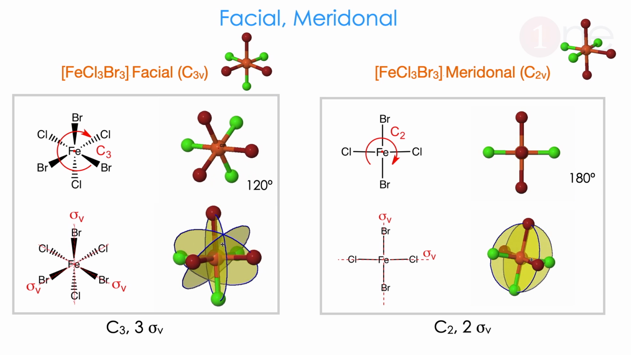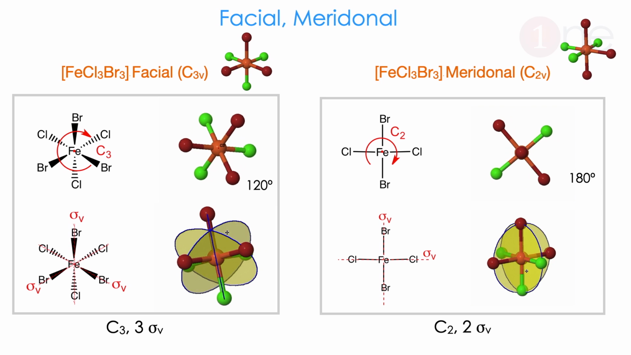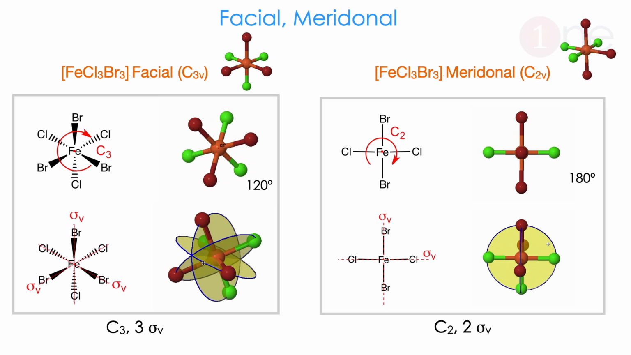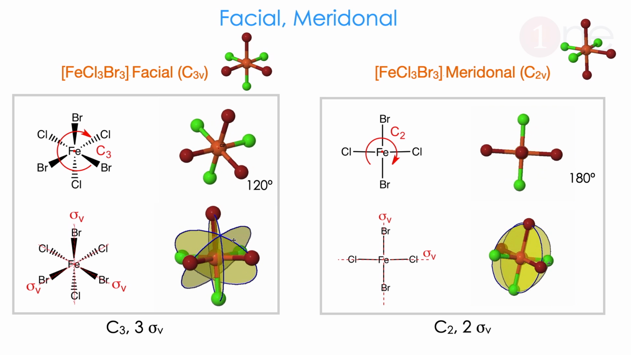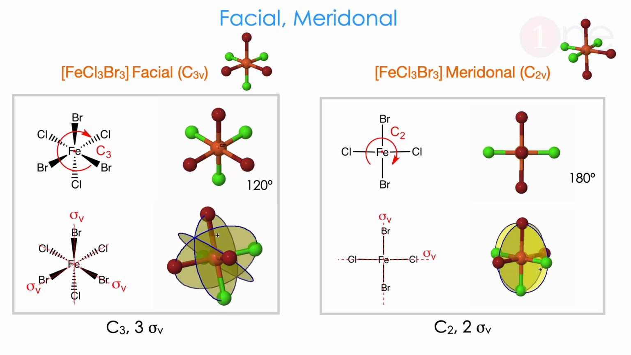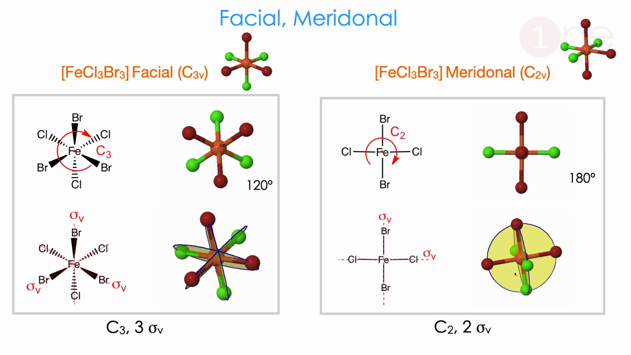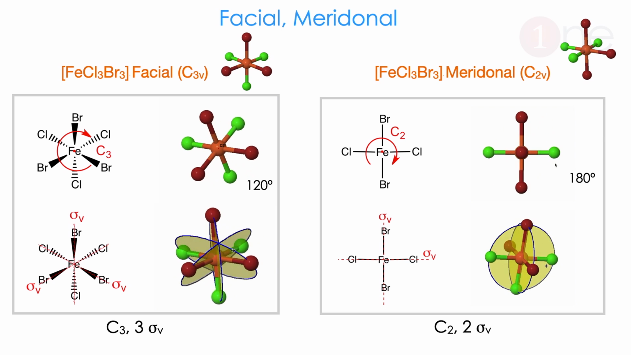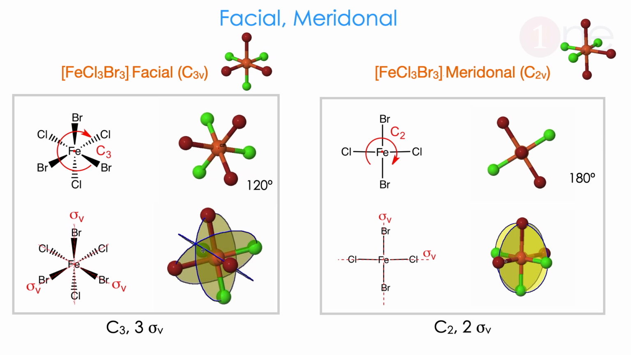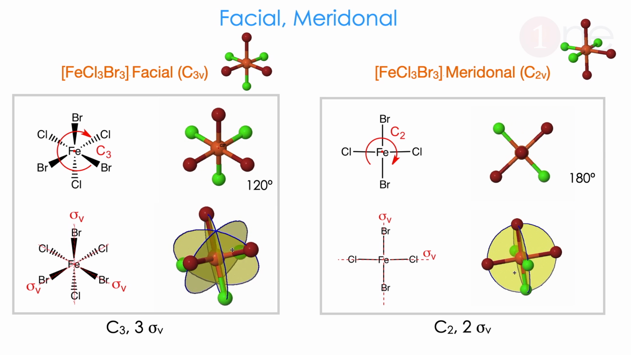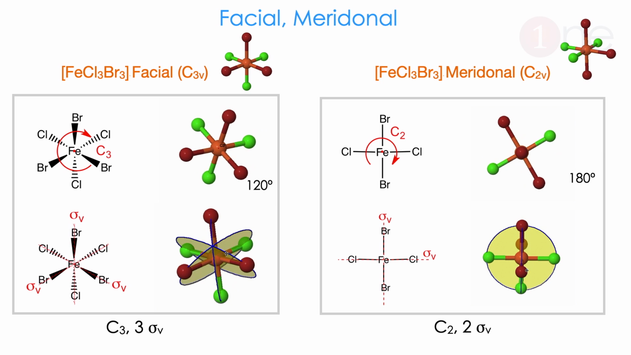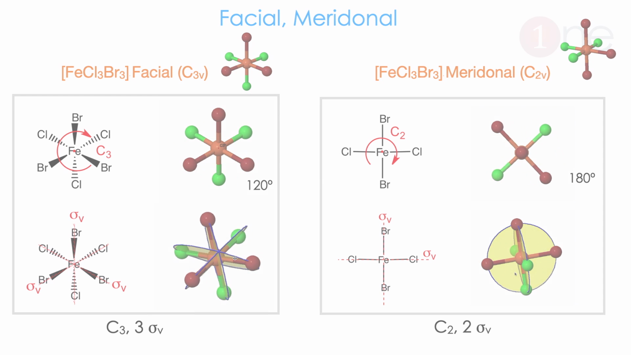So facial has C3v. Here you take the help of the animation. You clearly see the C3 rotation and sigma v also on the same axis. So C3 and 3 sigma v's are there. Similarly, the meridional form has C2; everybody knows it is like a square system, so you have C2. In the same way you have the sigma v plane. So facial is C3v and meridional is C2v.